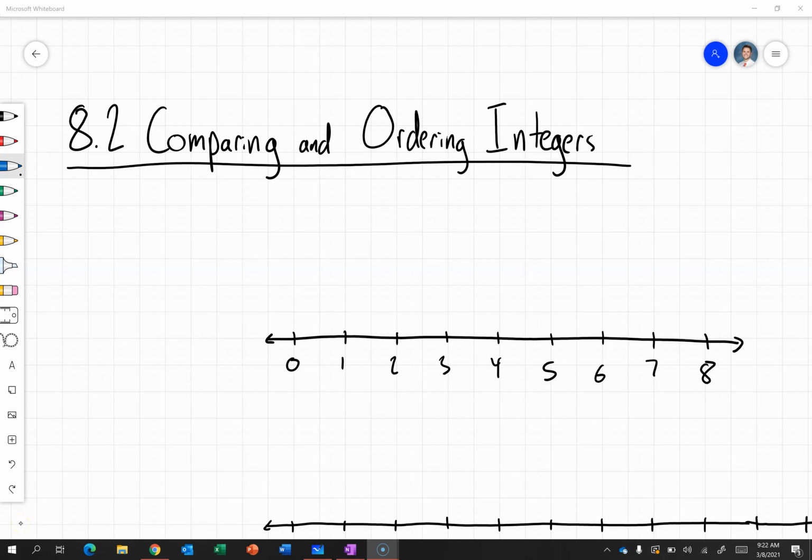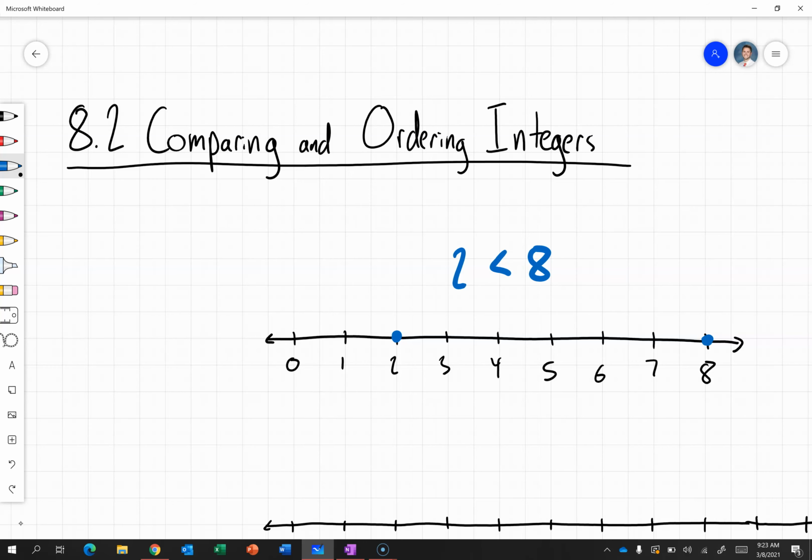All right, we're going to take a look at comparing and ordering integers. So let's first just consider a normal number line, right? I've got this number line here with numbers 0 through 8. Now, for example, if we were looking at the number 2 and the number 8, we know that 2 obviously is less than 8. We could write 2 is less than 8.